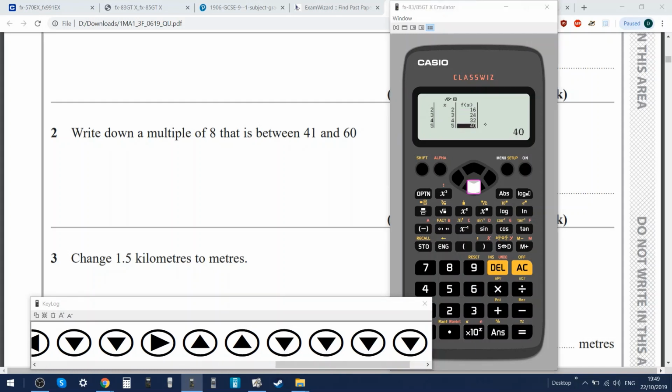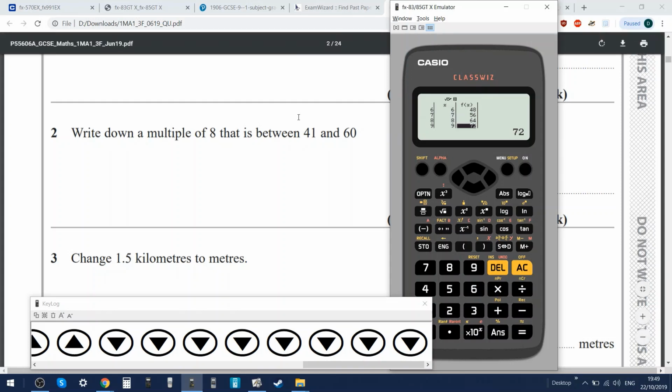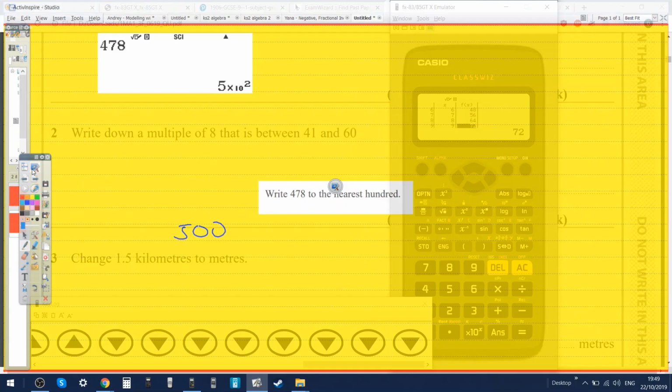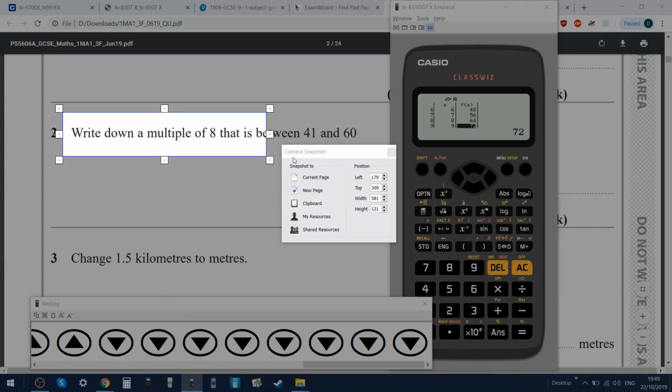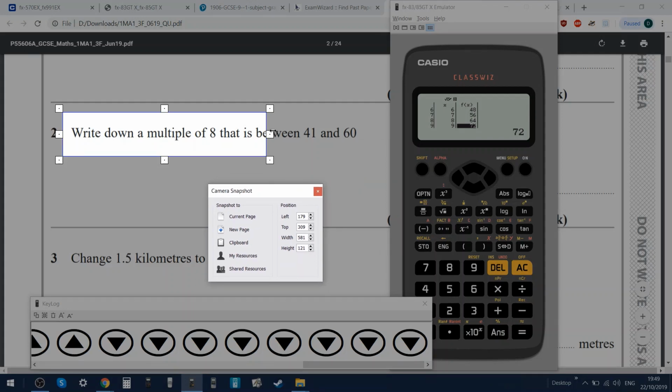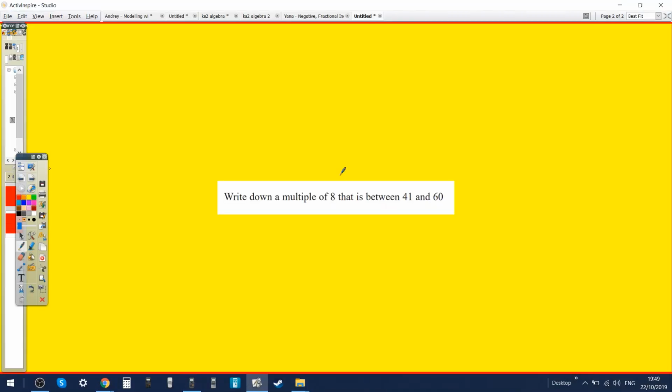8, 16, 24, 32. We need numbers between 41 and 60. Can you see any numbers there between 41 and 60? And if you are looking, you should see 2 numbers. And the 2 numbers are 48 and 56. So both of those are correct numbers. And so you can just put down whichever one you want.